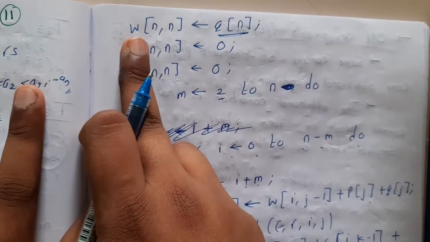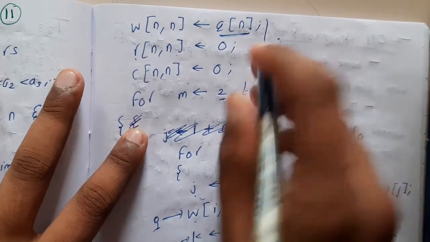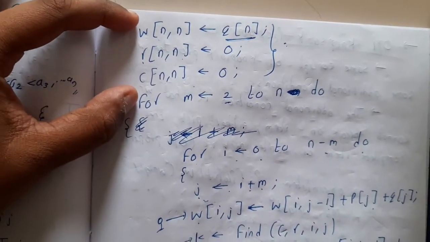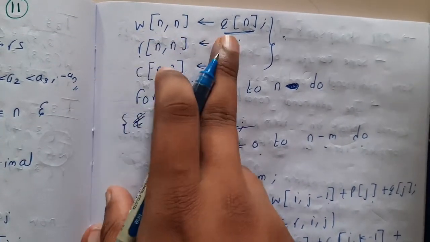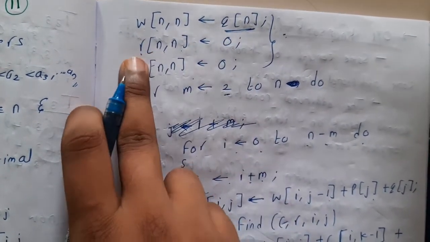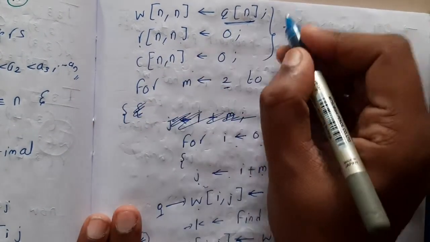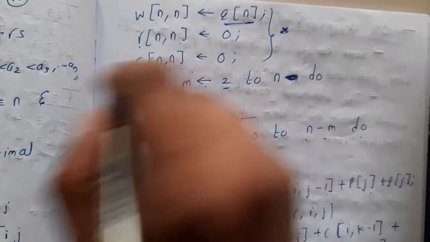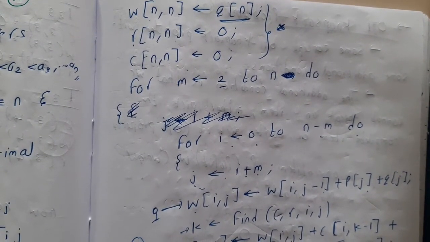Initially we will be assigning these few steps, which I don't know why we are doing. I'm a bit confused with these things. So weight of n comma n we are assigning with q of n, and r of n comma n equal to 0 and c of n comma n equal to 0. These 3 steps are not needed according to me, but they are written in the algorithms. Wherever I search, I'm finding those 3 steps are mandatorily written everywhere.